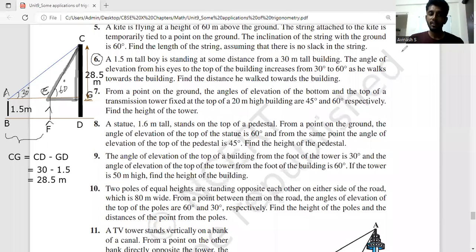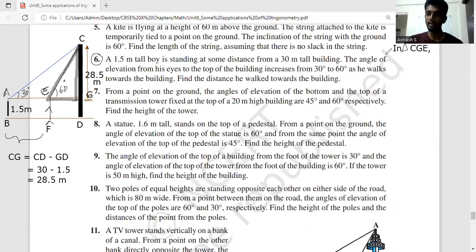So once we have got the value of CG as 28.5, now we can target the triangle CGE. So we are going to target this triangle. We are writing this just to include some clarity in the solution part. So CG, basically the triangle which I have shaded.